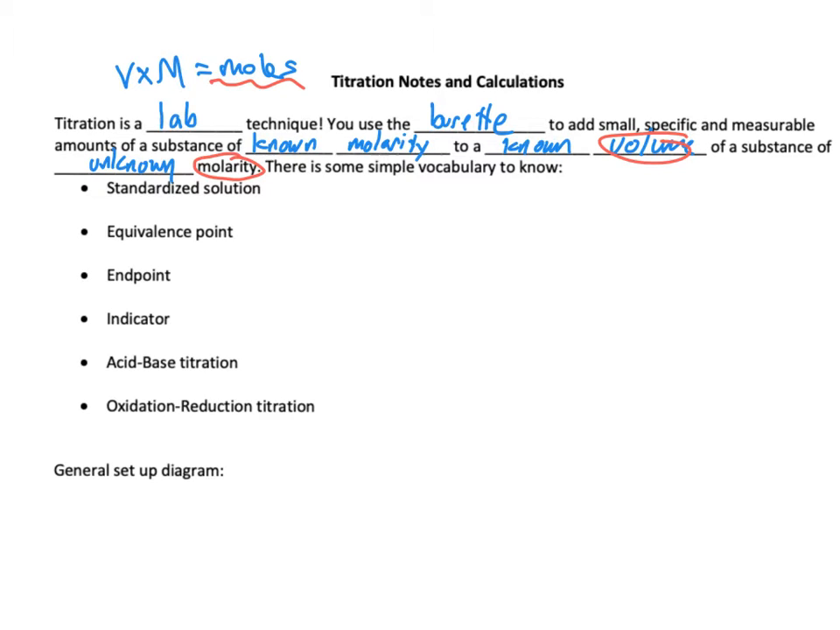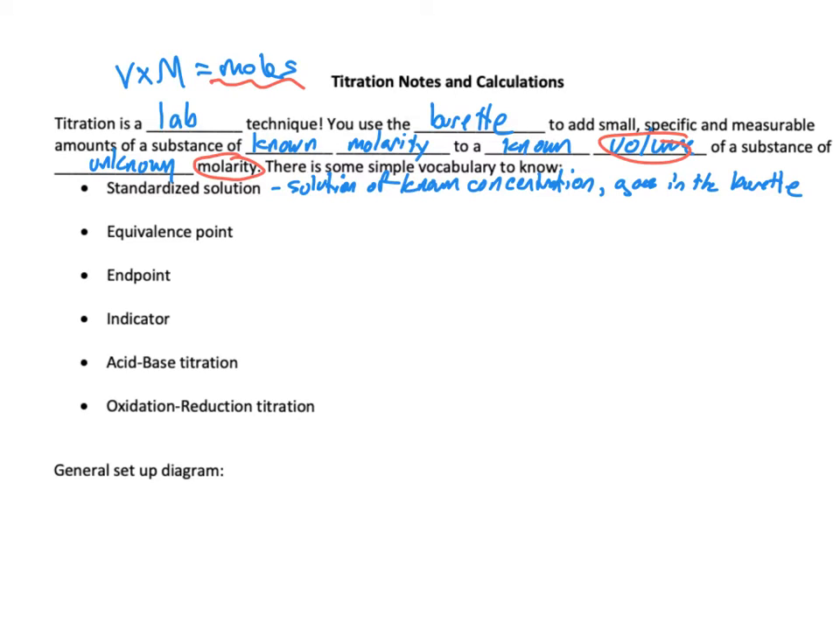So you're going to see various different terms thrown around in problems and in labs. The first one is standardized solution. A standardized solution just means this is your solution of known concentration. And we talked about this somewhat when we were doing dilution. So this is what you could think of as your stock solution, all right? We know exactly what this thing is, and it's the standardized solution that goes in the burette. All right, so the standardized solution always goes in the burette.